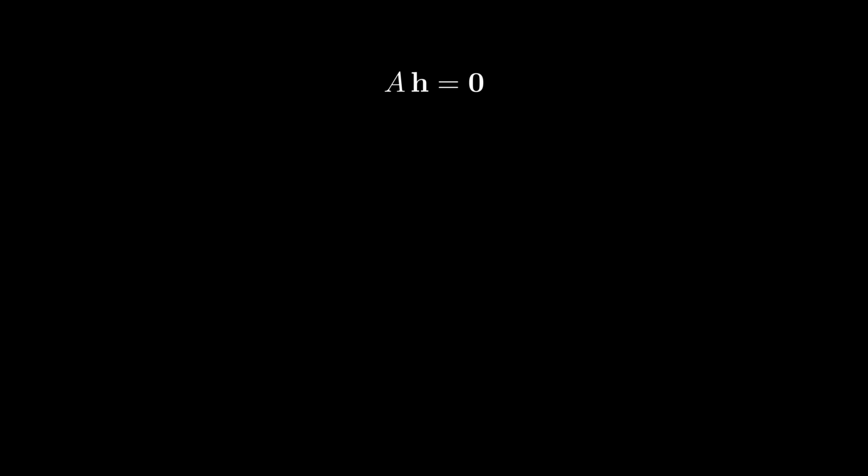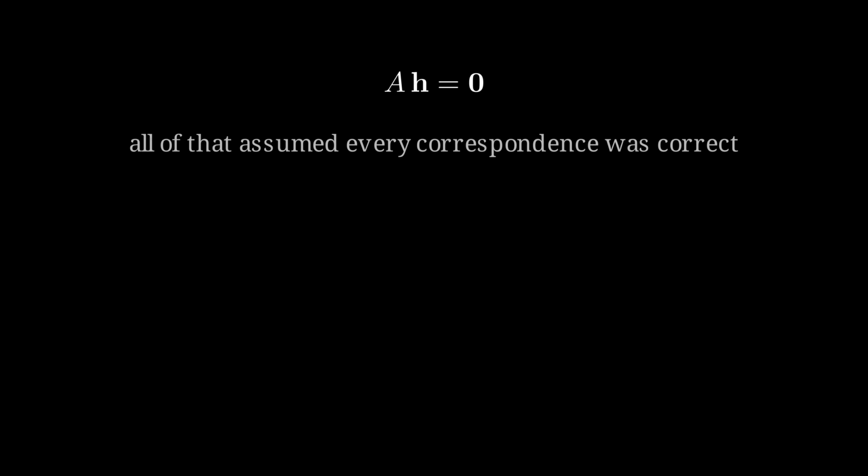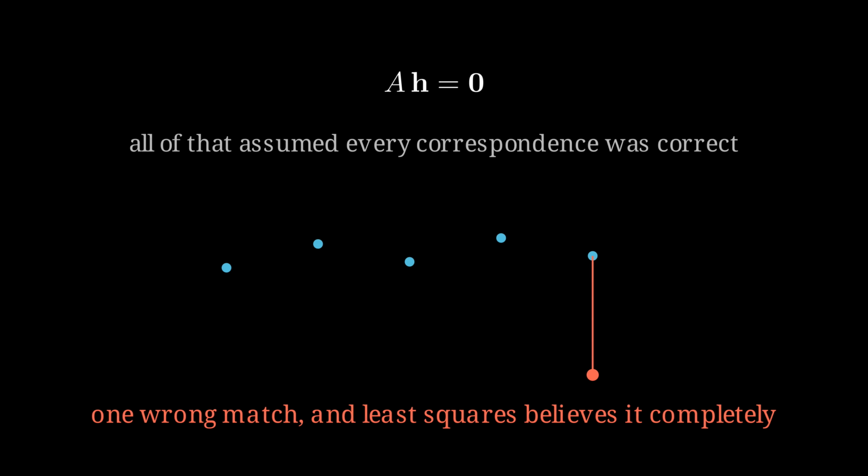One last thing, and it's the honest one. Everything today assumed your 4 correspondences were correct. In real images, they come from a feature matcher, and some of them are simply wrong. And least squares has no defense against that. One bad match, and it will confidently hand you a completely wrong H. Which is the next video, RANSAC, and how you fit a model when some of your data is lying to you. See you there.